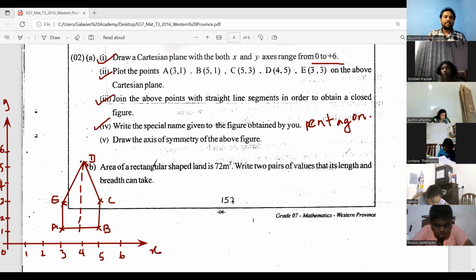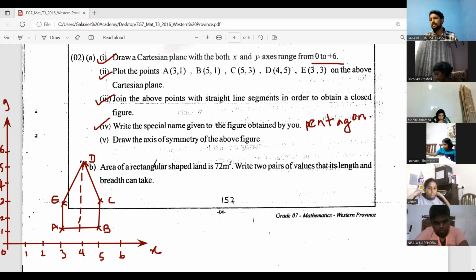Right. Second question, part A. Now we discuss completely. Then part B, look at. The area of a rectangular shaped land is 72 square meters. Write two pairs of values that its length and breadth can take.